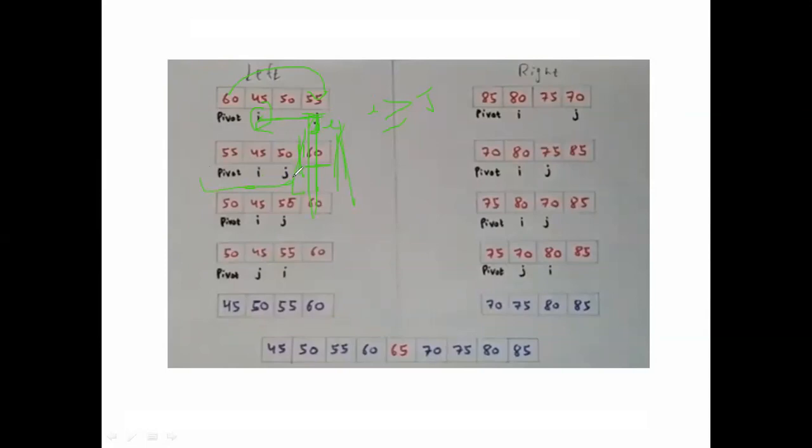Then i stops here. Then we check the condition i greater than or equal to j. Then swap the pivot and i elements. Then 50 here, 55 here. Swap. Then again this is the sorted part. We cannot touch it. Then we take these values.